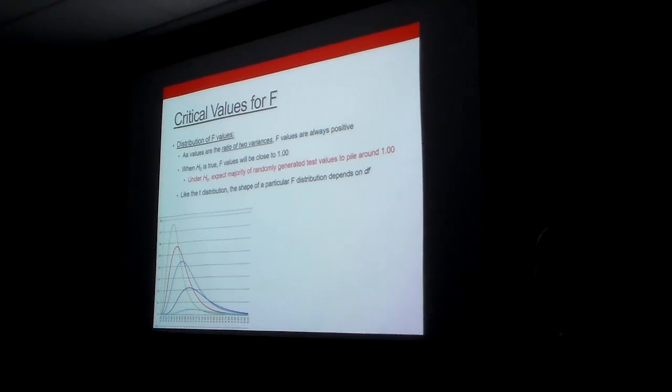When the null hypothesis is true, if my ratio of observed variation is about the same as what I would expect just based on random variation, I'm going to get an F value close to 1. And so as a consequence, my sampling distribution of F values is going to bunch up and pile up around 1, right? But as my values get increasingly more extreme and less likely, assuming the null hypothesis, we're going to get a tail that works out in the positive direction. Like our t distribution, the F distribution is a family of curves depending on degrees of freedom.